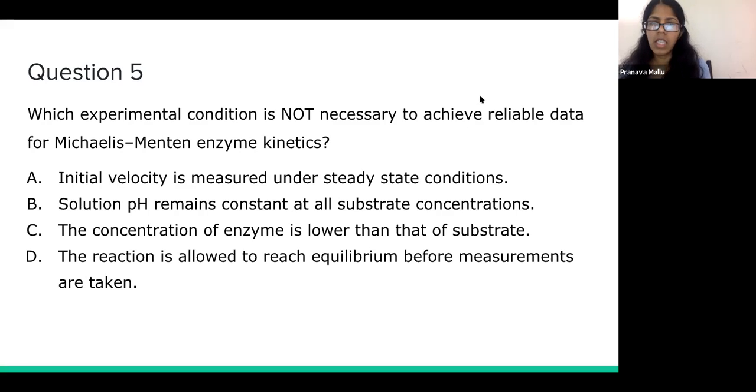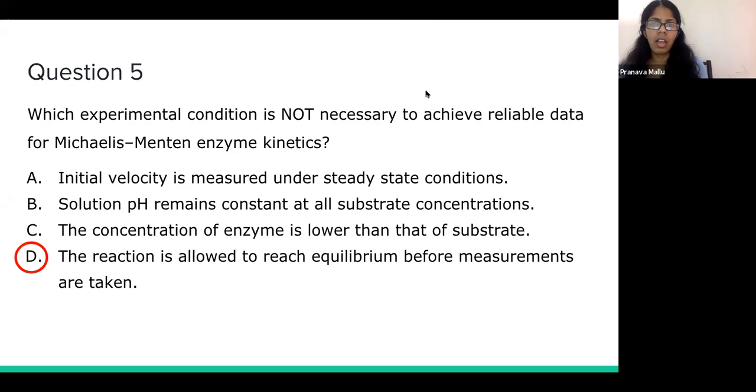And then C is just something that you have to remember. In the nature of enzyme kinetics, the concentration of enzyme is much, much lower than the substrate. And this is an assumption of the Michaelis-Menten equation as well. So the right answer is then D. This one is tricky for sure.